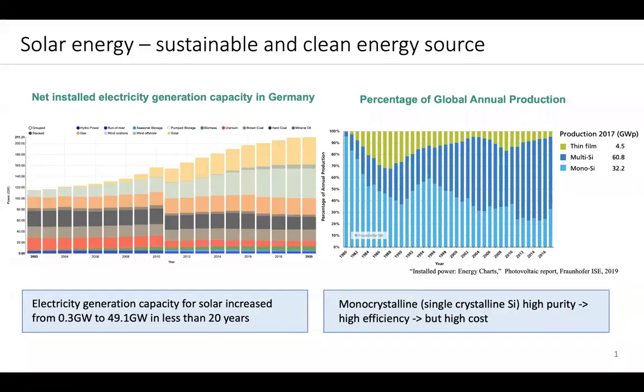Starting with the big picture, solar energy is a sustainable and clean energy source, and from the left graph we can see that in Germany alone, solar energy increased drastically from 2002 up until now. And there are two types of solar cells, monocrystalline and multicrystalline. And if we look at the PV market of 2017, multicrystalline actually occupies the majority of this market due to its low price. However, the efficiency is also quite low compared to the monocrystalline solar cells, which will be the focus of this talk.